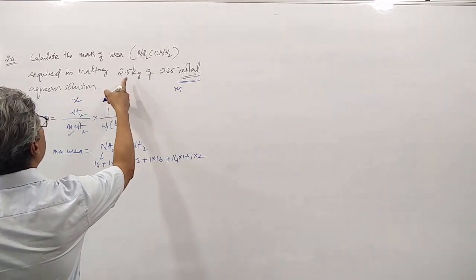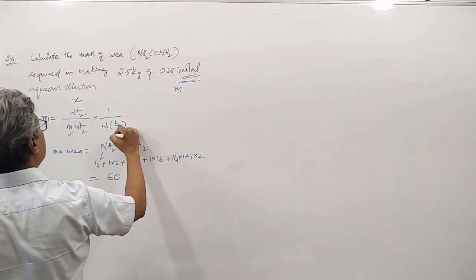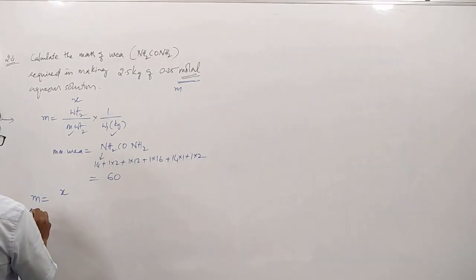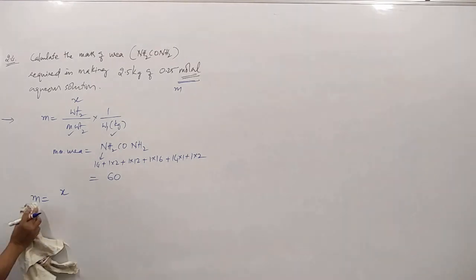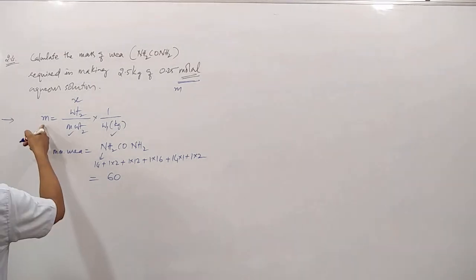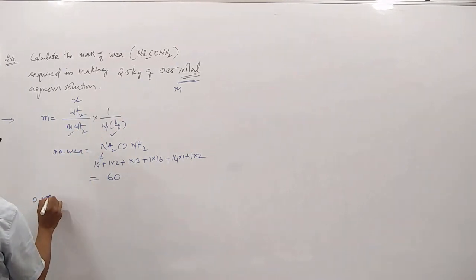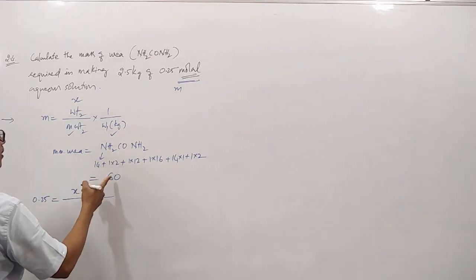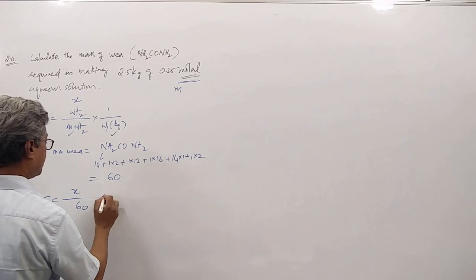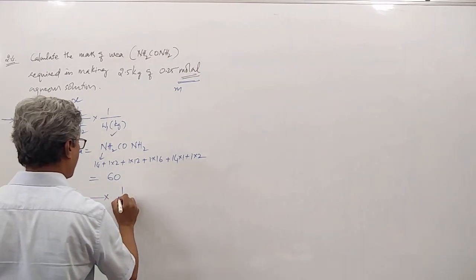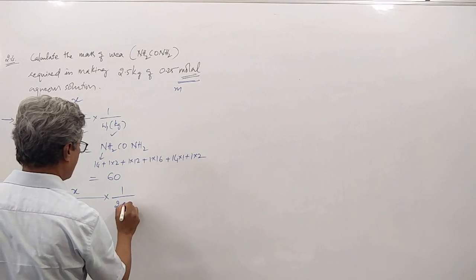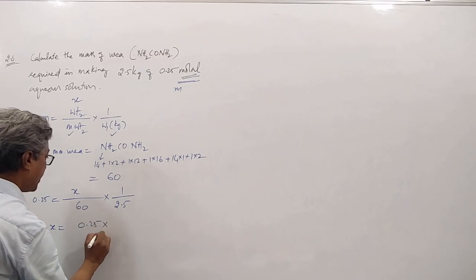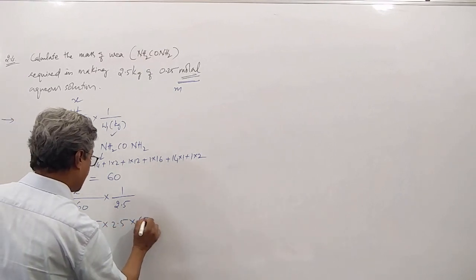Next, required in making 2.5 kg. This is given. This is given. That means molality is equal to weight, that is X. How much molality we want? See students. Molality is how much? 0.25 molal we want. This is equal to that weight, which is to be calculated, divided by molecular weight of urea, which is 60, into 1 divided by, what is the weight of solvent? That is 2.5 kg. That means X will be equal to 0.25 into 2.5 into 60. Okay.